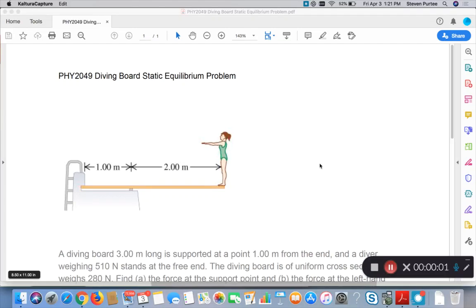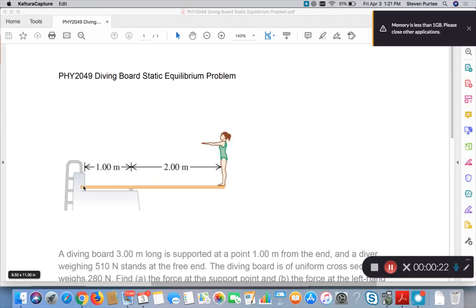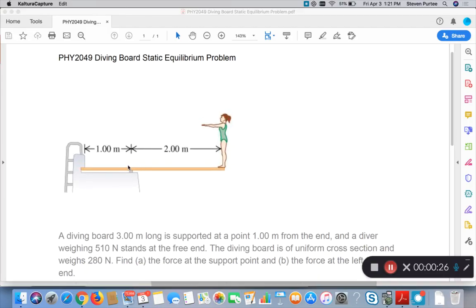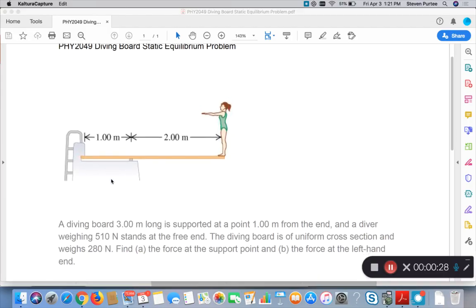Okay, this is a good static equilibrium problem. We've got this girl here on this diving board, way out here. The entire length is 3 meters. We've got this support kind of in the middle, a third of the way down. And then we've got this other support that's going to try to balance out her weight over here at the left-hand side. We want to find both of these forces.